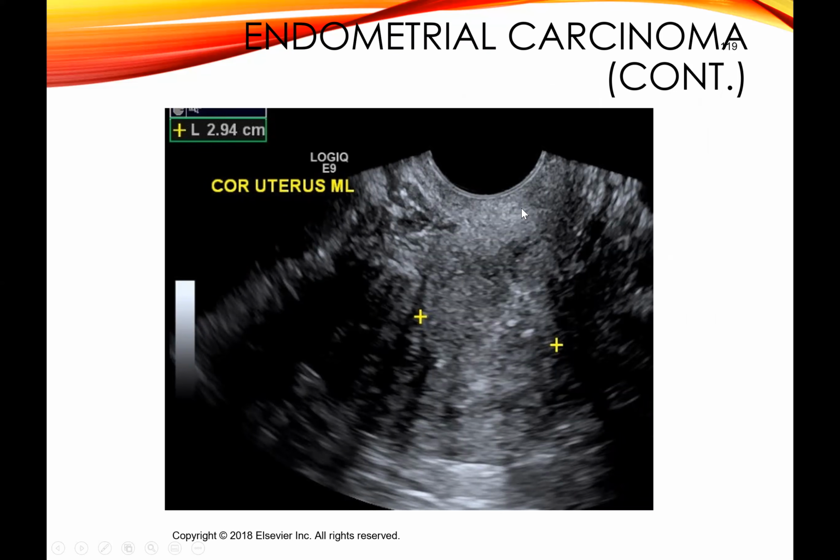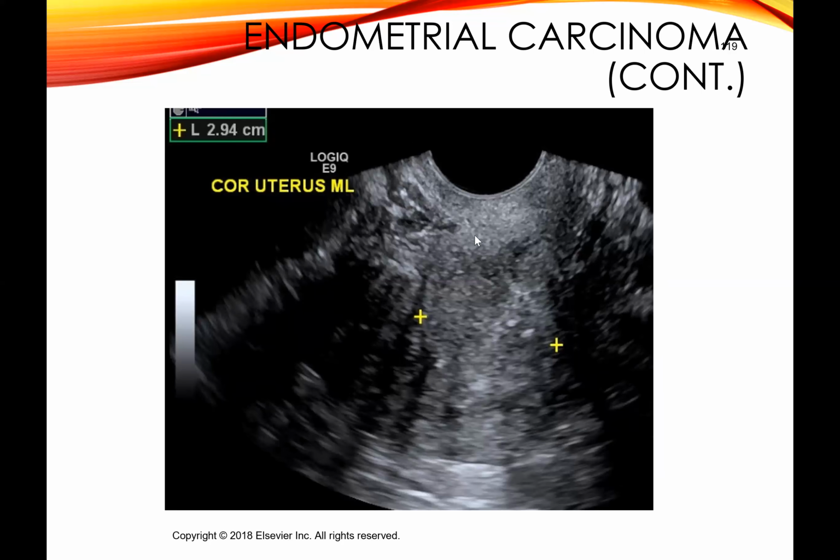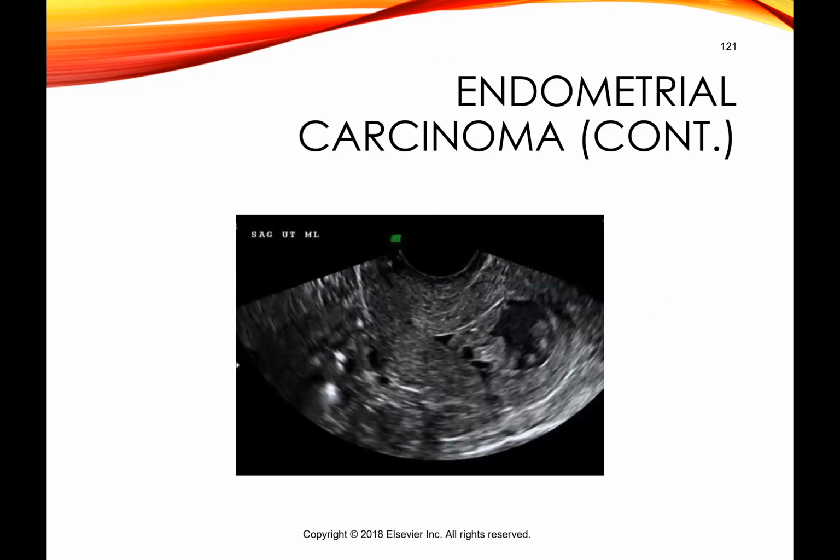This is a thickened endometrium again. It looks kind of like our pelvic inflammatory disorder pictures, but it's difficult to tell the difference, except this patient has postmenopausal bleeding and their endometrium is 2.94 centimeters. They have a much higher chance of this, and look at all this vascular flow, being endometrial cancer instead of endometritis, right? So you have to look at which patient you're looking at.